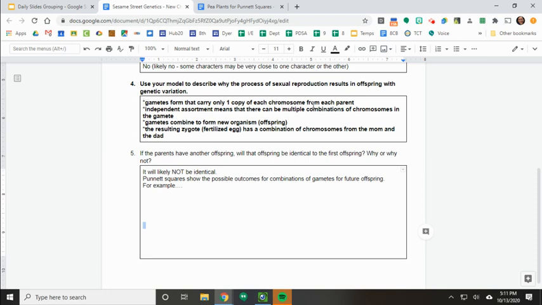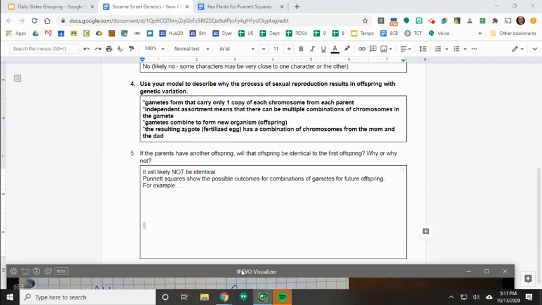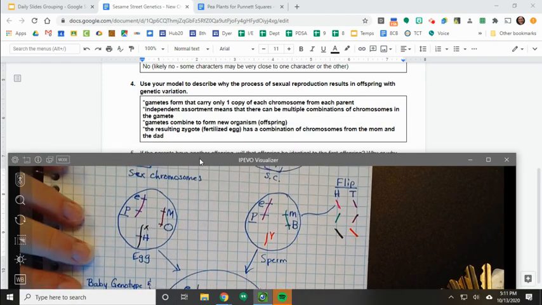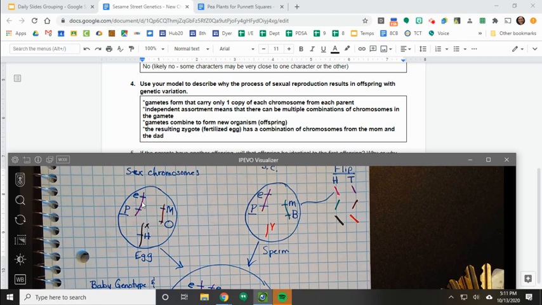And so here are the key points. This might not be quite exactly how you would describe it, but this would be information that would need to be contained within your explanation. So, gametes form that carry only one copy of each chromosome from each parent, and you can see that. You can see that right here, as there's one copy of chromosome 1, one of the sex chromosome, one of chromosome 2. Over here for Grover, one chromosome 1, one chromosome 2, and one sex chromosome. So gametes form that carry only one copy of each chromosome from each parent.